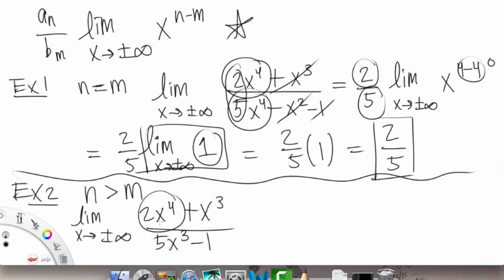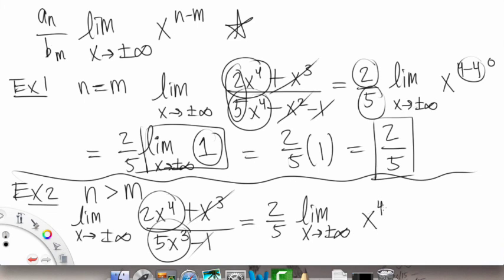The leading term on the numerator is our 2x to the fourth. The x to the third will go away in the long run. On the bottom, our leading term is 5x to the third, and the negative 1 will go away in the long run as well. So this turns into 2 over 5 times the limit as x goes to plus or minus infinity of x to the 4 minus 3, n minus m. So this is 2 over 5 times the limit as x goes to plus or minus infinity of x to the 1 power. I'll continue this on the next slide.